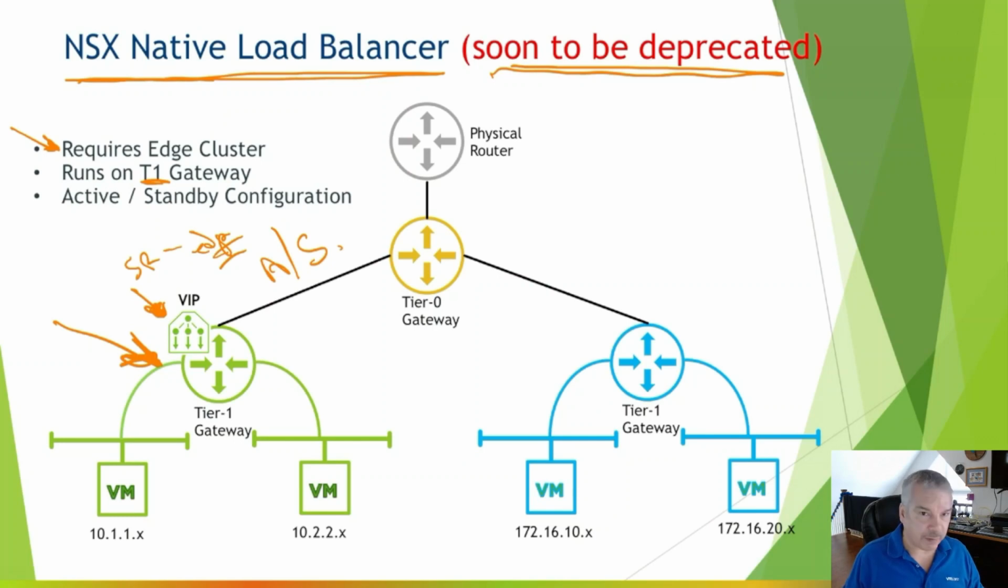So all traffic, doesn't matter what segments are hooked up to this tier 1. If I got 10 segments, all traffic going in and out of that tier 1 goes through a single edge. And that might be okay, or that might be bad. So you got to really watch out for that. This, again, was the native one. It's been around for a very long time. I look at this load balancer as a very basic load balancer.